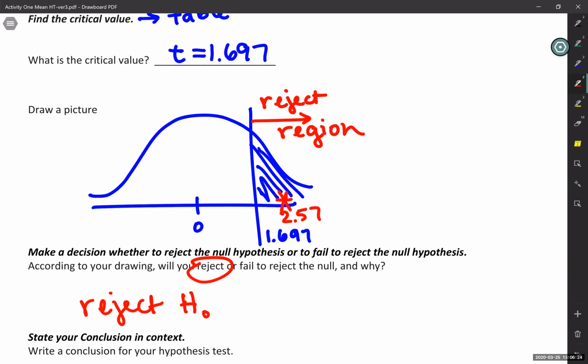So even though words sound the same sometimes, like fail to reject sounds like, well, if I'm not rejecting, I must be accepting. Nope, that doesn't work that way. We're not actually proving anything is true. We're just saying if it's bad or if there's not enough information to say it's bad.